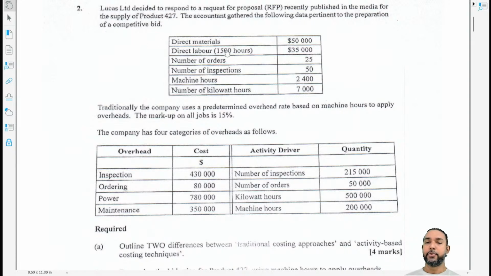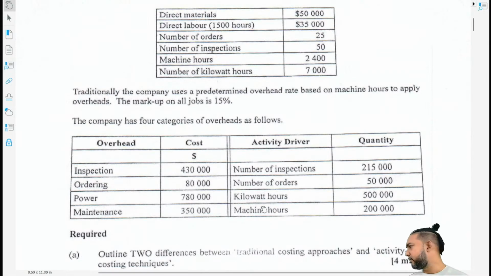Right. So we have materials. Let's zoom in a little bit more. Let's get a 200 going, right? I think that's a little better. Yeah, that looks a lot clearer on my screen here too. So direct materials, 50,000. Direct labor, 1,500 hours is 35,000.